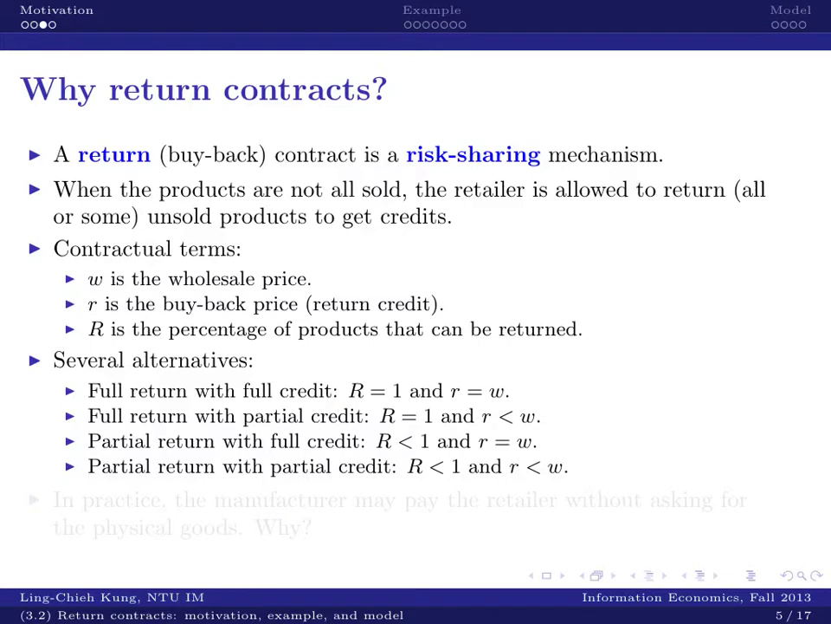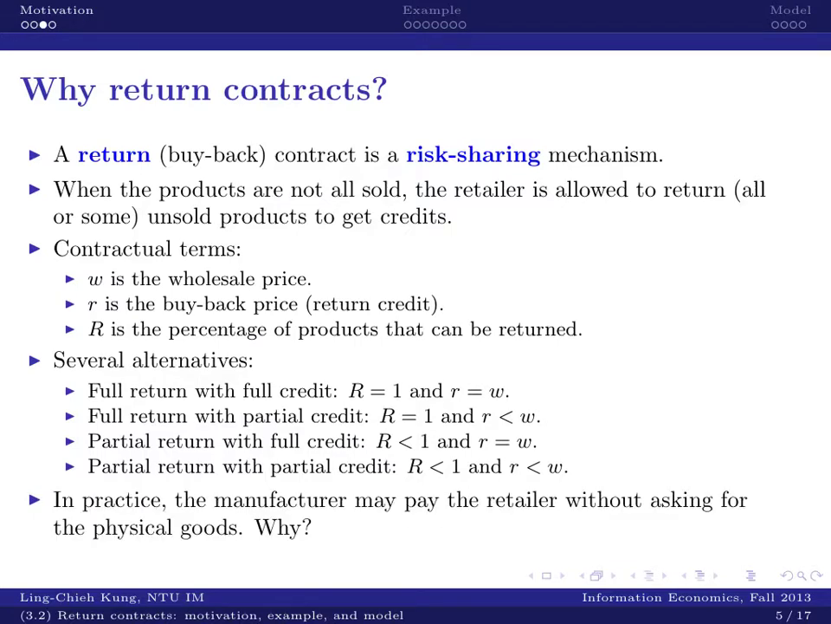Or you may want to implement full return with partial credits. Indeed, you can return anything to me, but the credits you may get is lower than the wholesale price you paid. Or a partial return with full credits, R is less than 1, or a partial return with partial credit, R is less than 1, and the small r is less than small w.